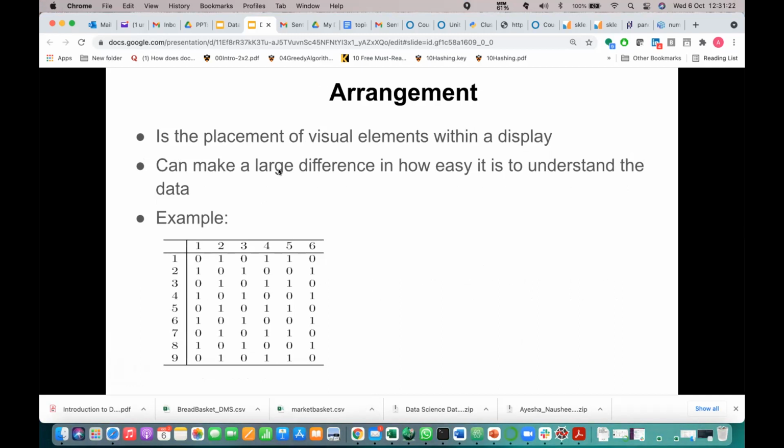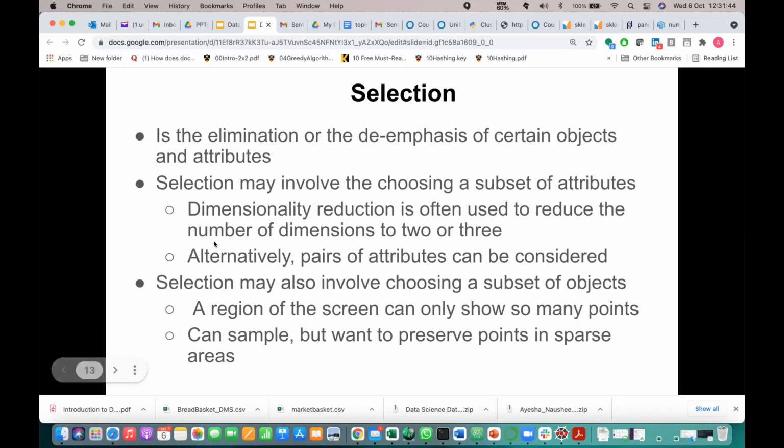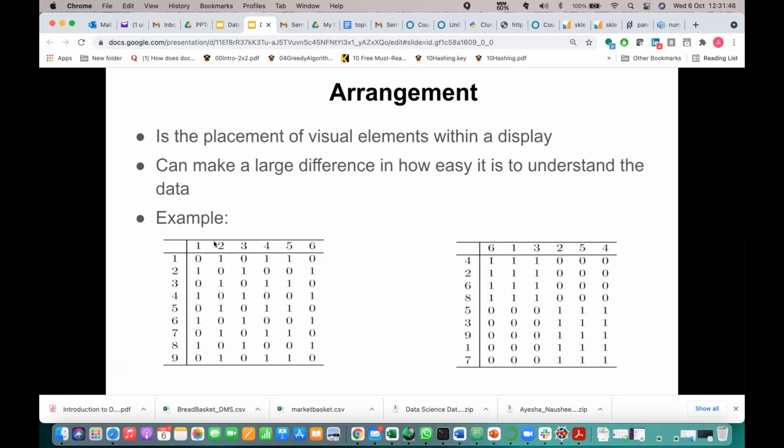Then how do we arrange is the placement of visual elements within a display. So whatever you are presenting, you should be able to see it visually in a display. In such a way you need to arrange. It can make a large difference in how easy it is to understand the data. So if you see an example, what is the difference between the first one and the second one? If you arrange like the second one here, what advantage are you getting?